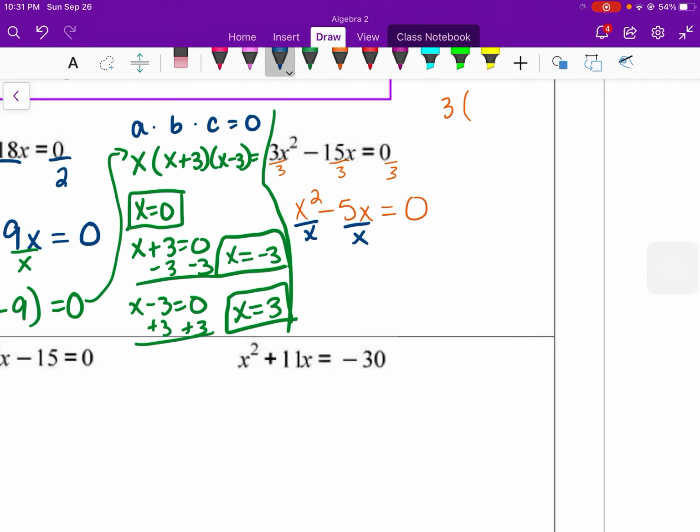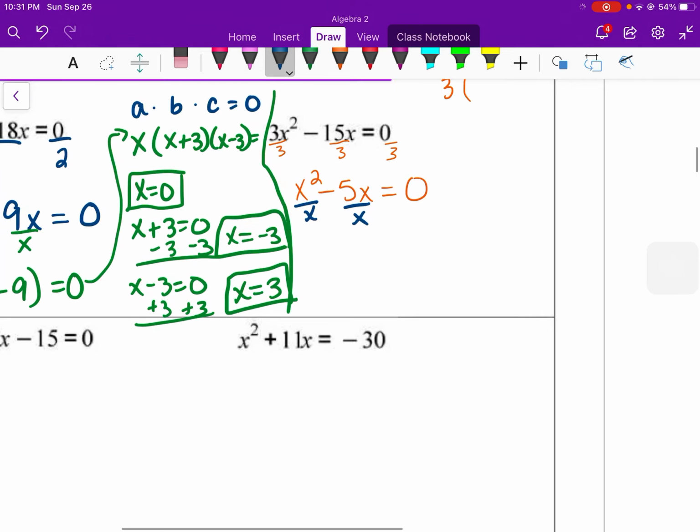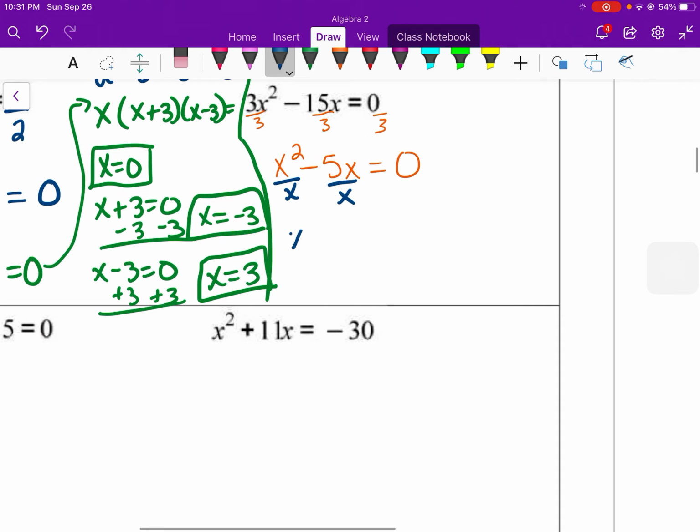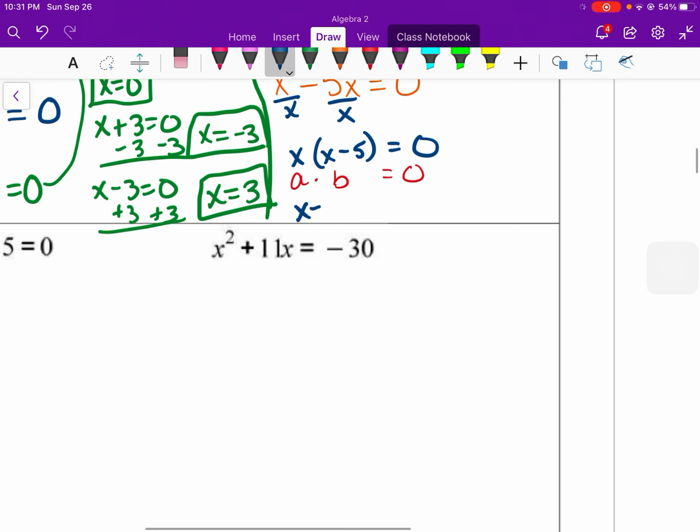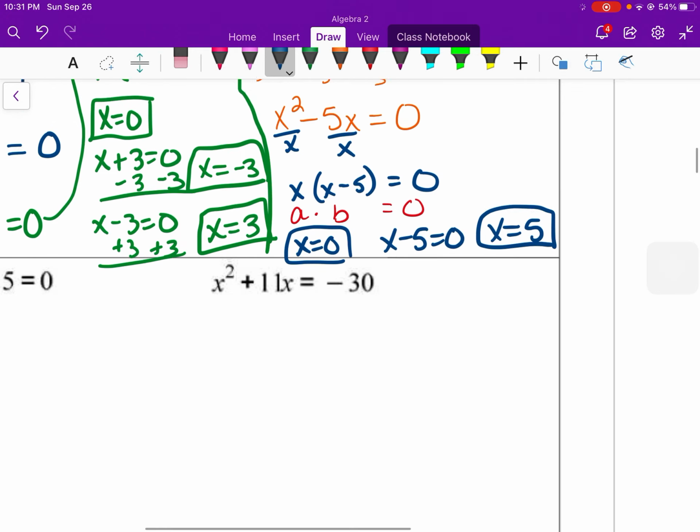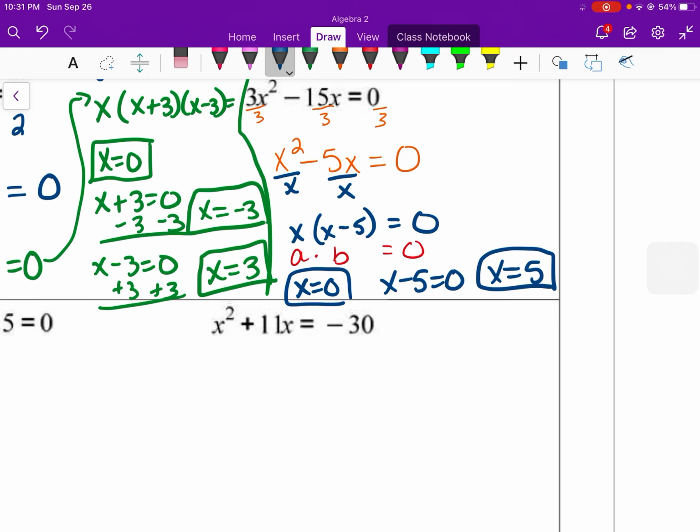I don't want to divide both sides of the equation by the x because I need x as one of my solutions. So I take that x out front, and then I'm left with an x minus 5 equals 0. So this is an a times a b equals 0. So either a equals 0, so x equals 0 is one answer, or x minus 5 equals 0, which means that x equals 5. So either of those answers would be a solution to this equation, 0 and 5.